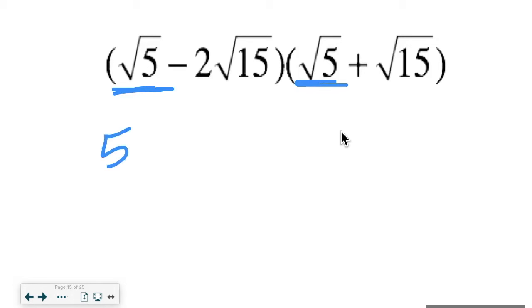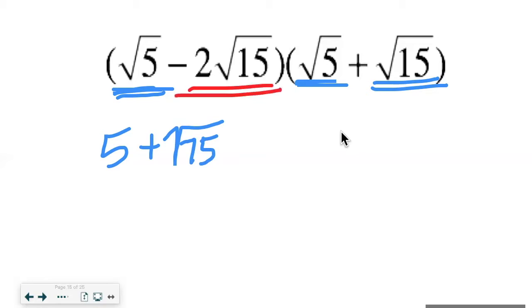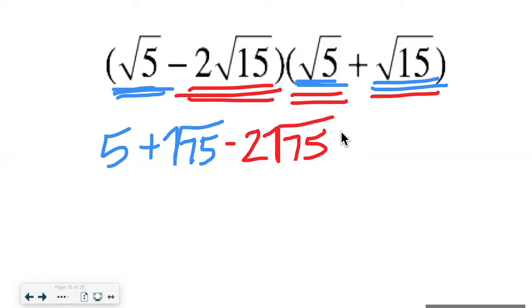Then we would take that same first term here, multiplied by the second term here. The square root of 5 times the square root of 15 would be the square root of 75. So then we go to the second term in the first group, negative 2 square roots of 15, and we multiply that times the square root of 5. So in this case, the whole number remains on the outside and the two radicals get multiplied. And then we do the same, negative 2 square roots of 15 times the square root of 15 here. And so square root of 15 times the square root of 15 would be the square root of 225, which is 15, times the negative 2 would be negative 30.